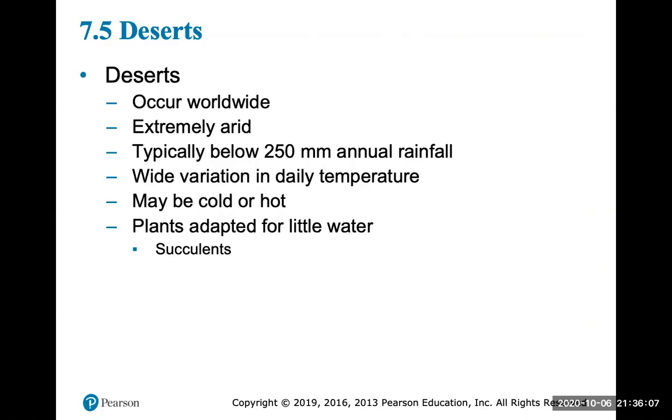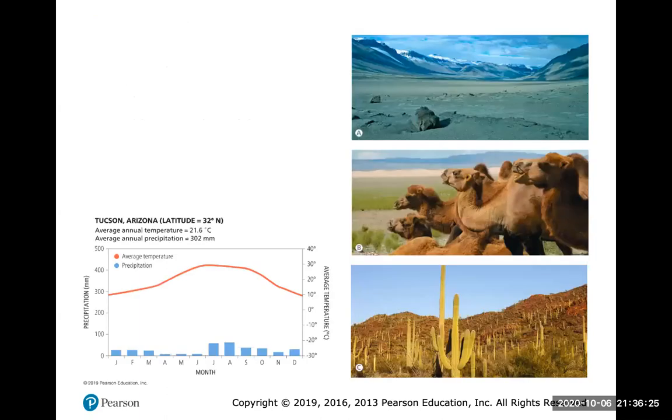Deserts occur worldwide, extremely arid and dry, with below 250 millimeters of rainfall and wide variation in daily temperature. They can get really cold at night, but very hot during the day. And succulents will be the plants most adapted because they need little water. So here's Tucson, Arizona, and the desert cacti you would see.